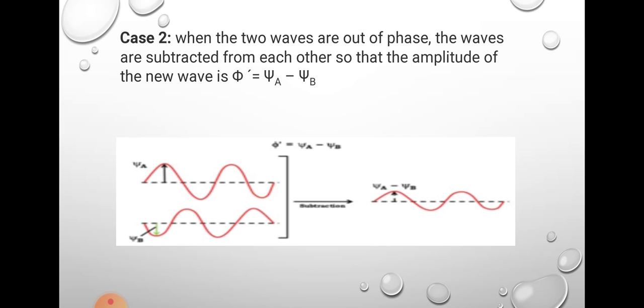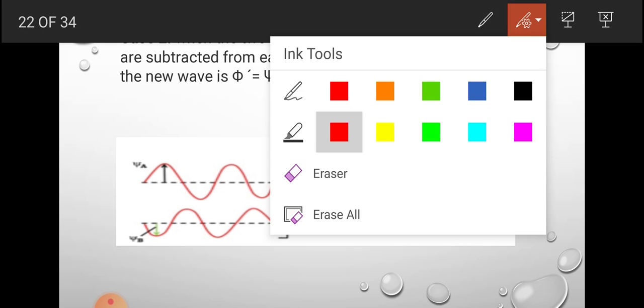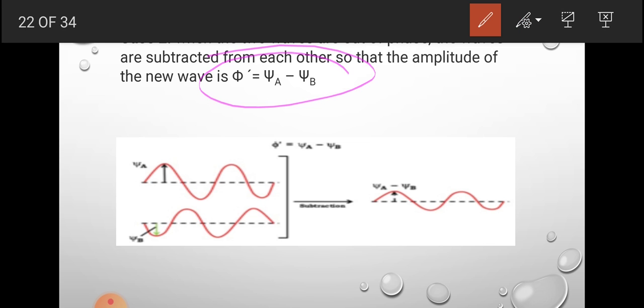Now case 2, when the two waves are out of phase, the waves are subtracted from each other so that the amplitude of the new wave is psi A minus psi B. You can see that it is out of phase. Okay, so it is subtractive.